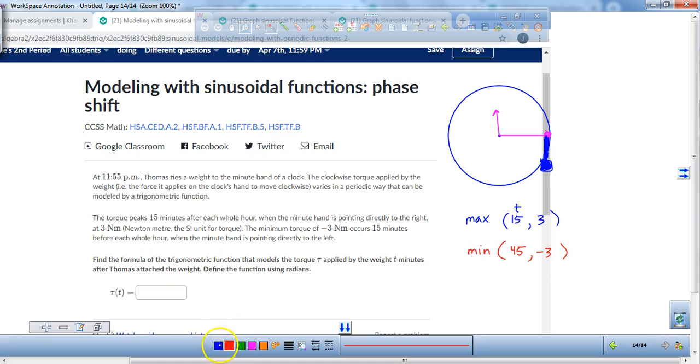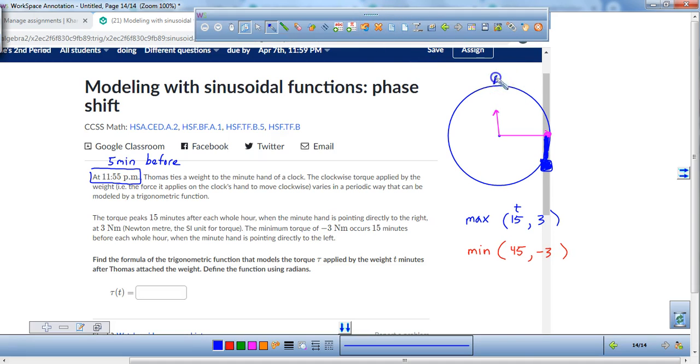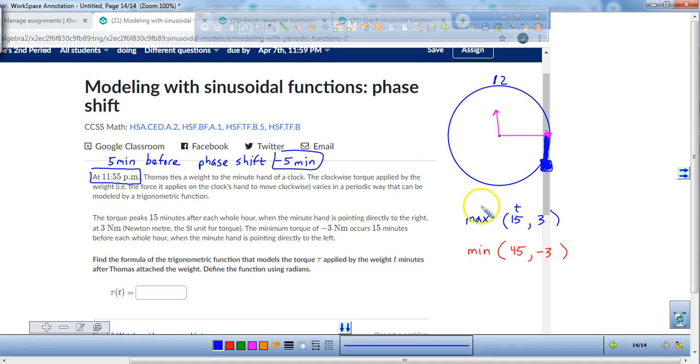Now it looks like he started this process at 11:55, which is 5 minutes before the start of an hour. I'm going to call this 12. So there's the 12, and we started this at 11:55. So I think this is going to be dealing with phase shift. So I'm going to put phase shift is minus 5 minutes. Minus 5 minutes. All right.